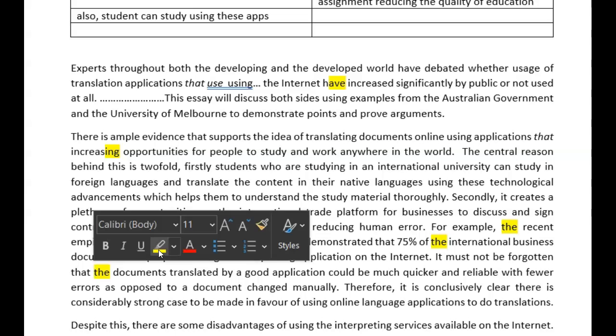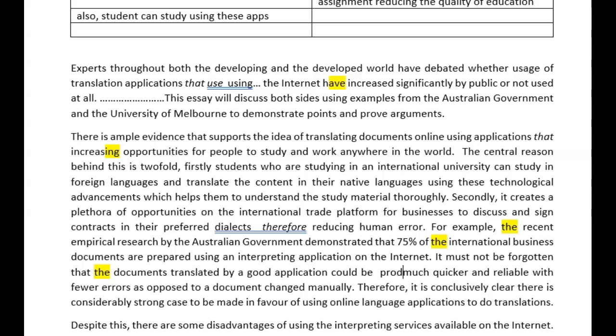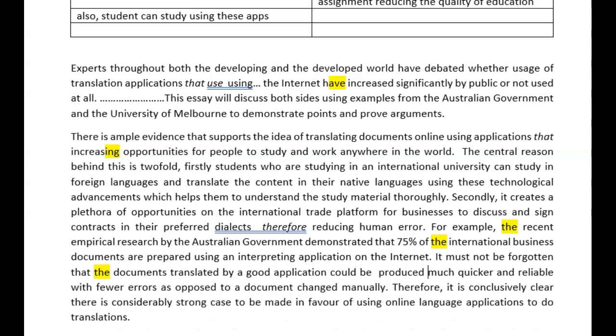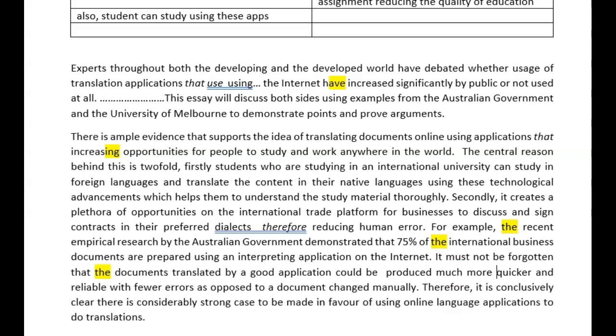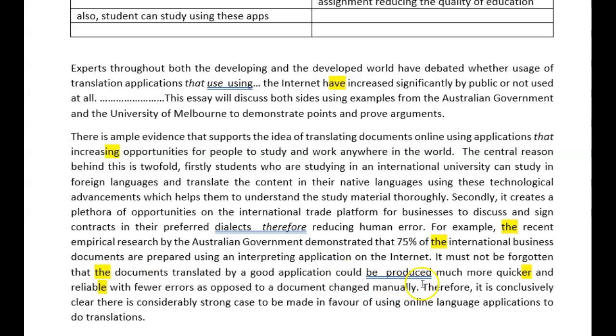Translated by a good application could be much quicker and reliable. Could be produced. You need to have another verb in there. Produced much more quickly and reliably. So you're going into a comparative and you need the adverbs because they're adverbs that go with your verb produced. Quickly and reliably with fewer errors as opposed to a document changed manually.